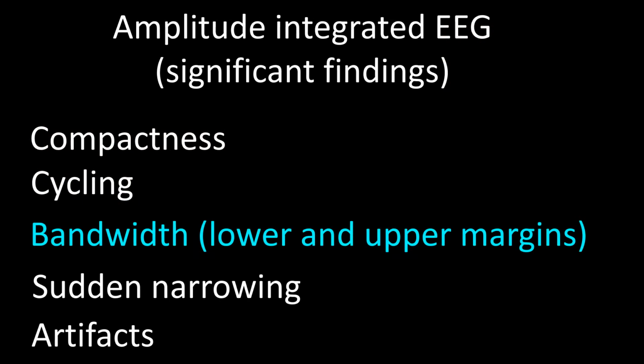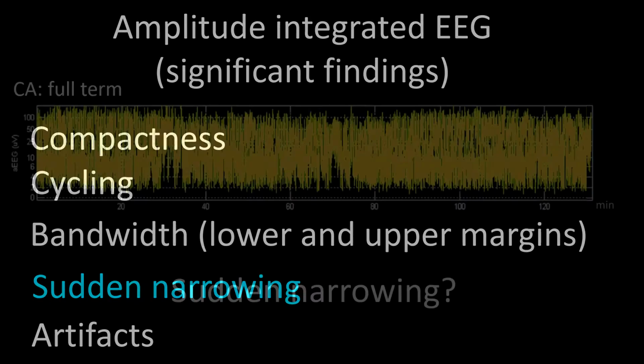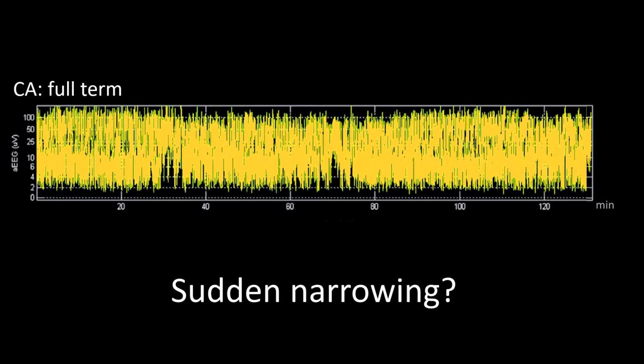Once bandwidth is analyzed, the next step is to look for sudden narrowing. To do so, we look at the lower margin. There is one at 30 minutes, another one at 70 minutes, and another one at about 140 minutes.